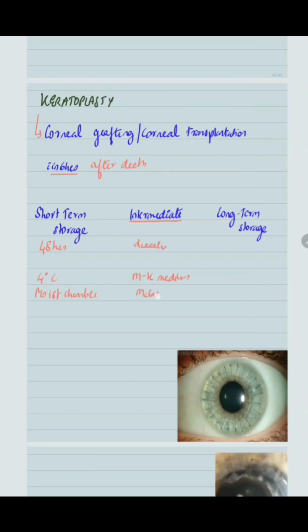That is McCarey-Kaufman medium. Or long-term preservation is there, that is up to 35 days. It is organ culture method or cryopreservation at minus 70 degrees Celsius. Cryopreservation or organ culture method.